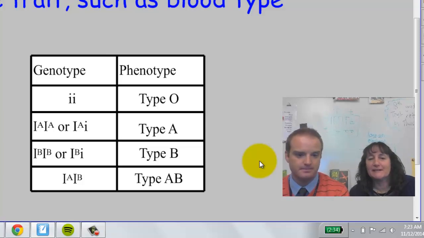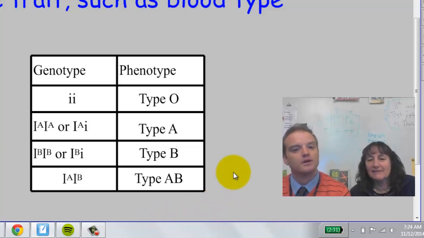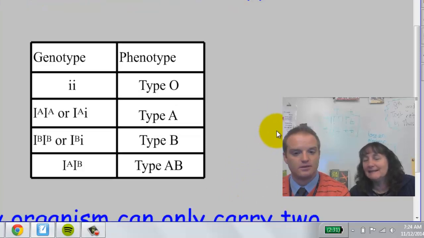Then there's the capital I's, and that's if you do have antigens in your blood. There are two kinds of antigens, so it gets very complicated. We have the A antigens and the B antigens. If you have capital I with an A and capital I with an A, you're type A blood. Or if you have at least one of those capital A's and the recessive type O, the little i, you're still type A blood.